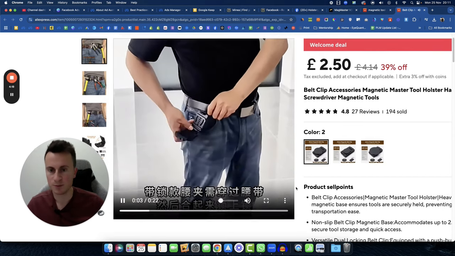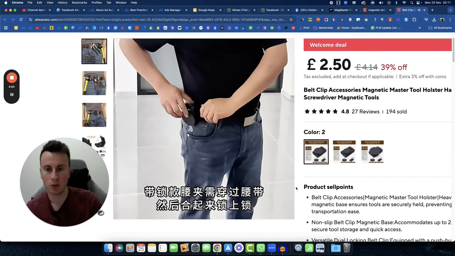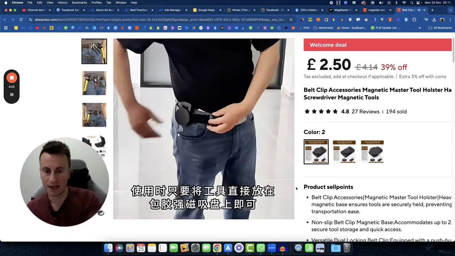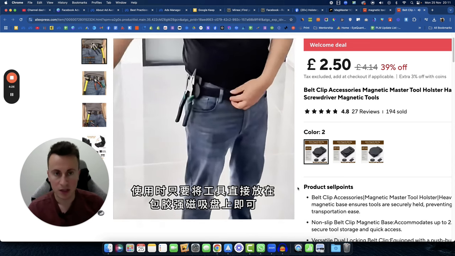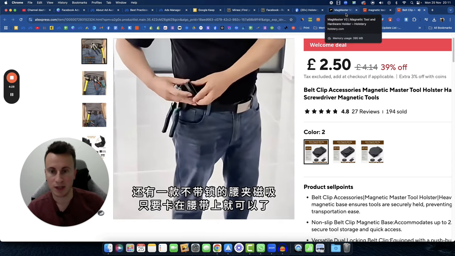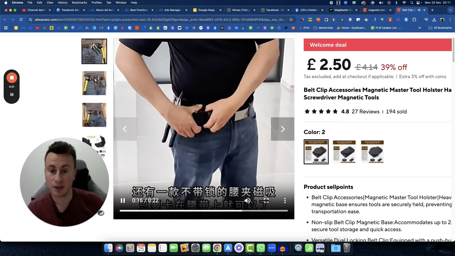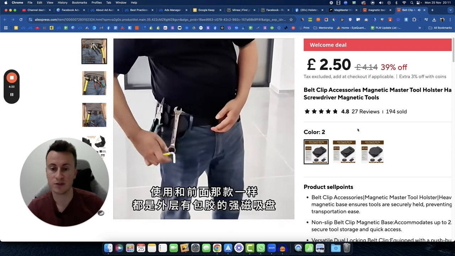Similar. Where this product falls short is it clips over. As you can see, he has to put it under his belt and then clip it on, whereas I believe the actual Magmaster one just slips on. Oh, they actually do one that slips on as well. I missed that. So they actually do two different versions, so that's perfect.